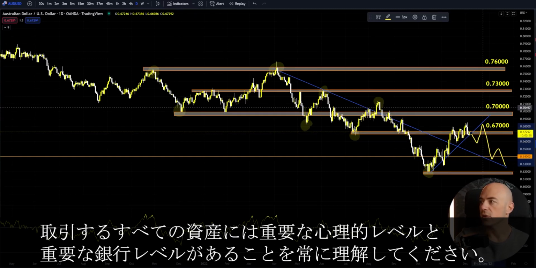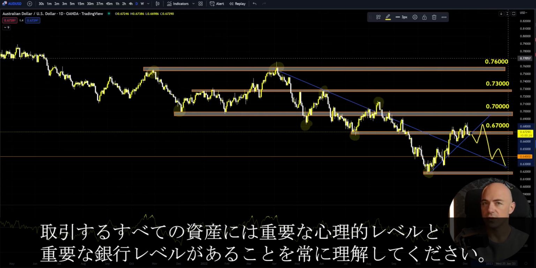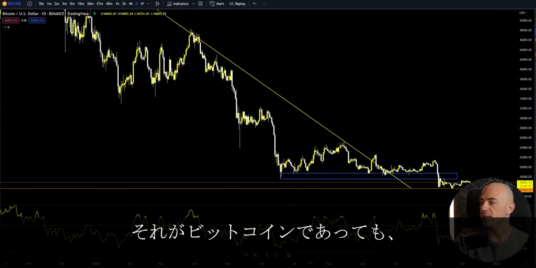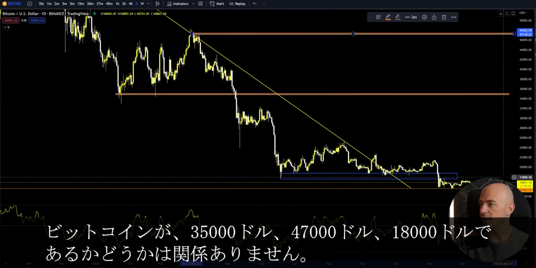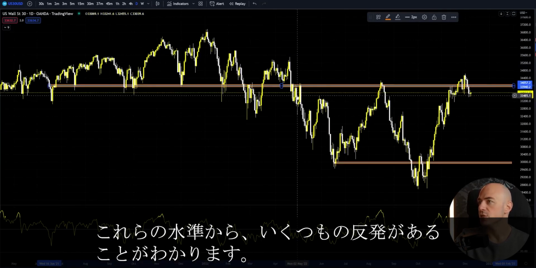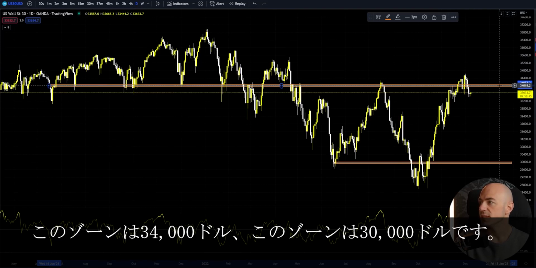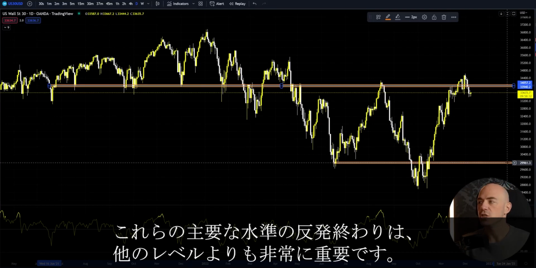Always understand that there are key psychological and key bank levels on every single asset that you're trading. It does not matter if it is Bitcoin, that one's at 35,000, that one's at 47,000, and this one is at 18,000. You can see rejections, rejections, rejections, rejections off of these levels. This is 34,000, this is 30,000. Key levels like this are going to help you hold your trades longer or get you in the right direction. Rejections off of these key levels are monumentally more important than other levels.